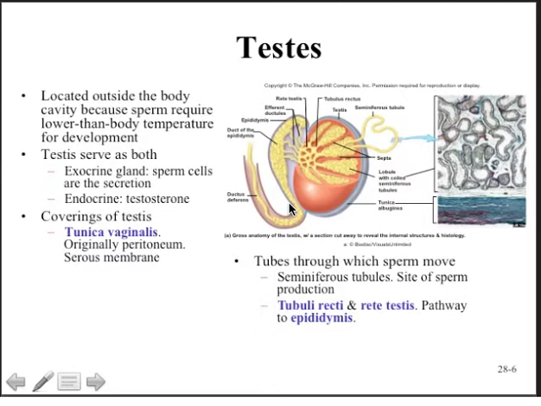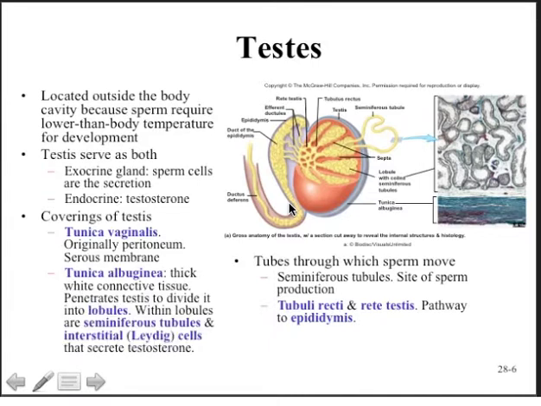The covering of the testis consists of the tunica vaginalis, which was originally peritoneal tissue. It is a serous membrane. Deep to that is the tunica albuginea, which is Latin for white jacket. It is a thick white connective tissue that penetrates the testis and divides it into lobules containing seminiferous tubules and Leydig cells that secrete the testosterone.